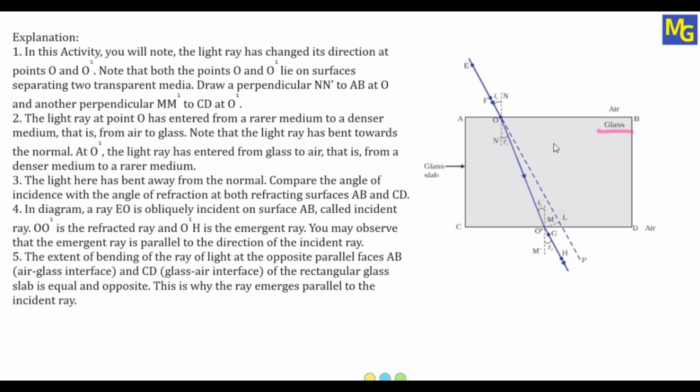In denser media, why is it bending towards the normal? Because in denser media, the speed of light decreases. It will not cover more distance like this. It covers less distance, and to cover less distance, it will bend towards the normal.